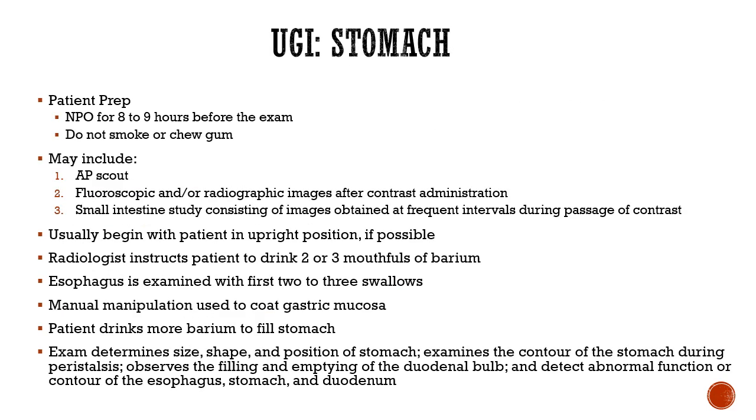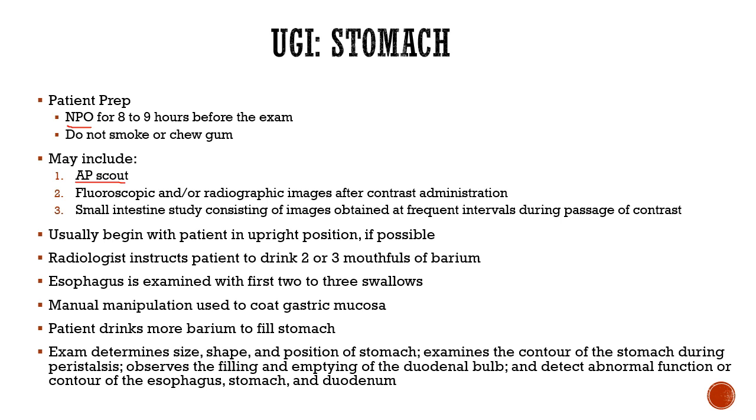So for patient prep, the patient should be NPO for 8 to 9 hours before the exam and not smoke or chew gum. We may perform an AP scout before the fluoroscopic study. Then we'll do the fluoroscopic portion, and then we're going to have the small intestine study consisting of images at frequent intervals using passage of contrast, possibly after this exam. So then we're going to usually begin with the patient in an upright position if possible.